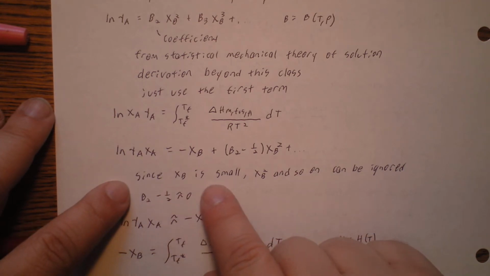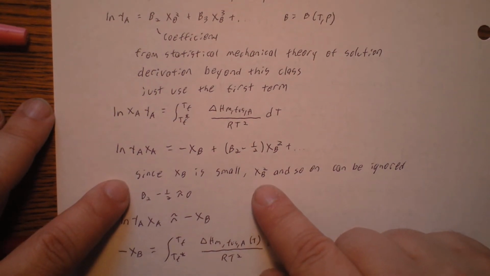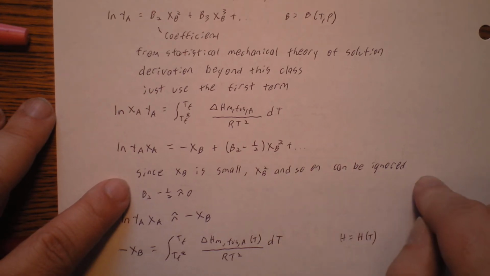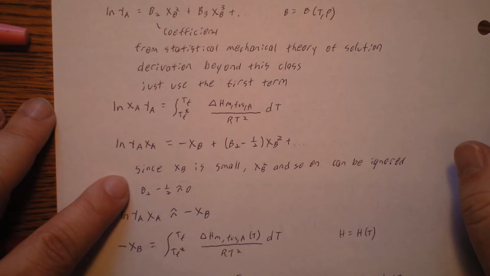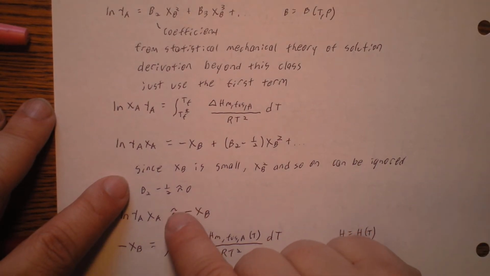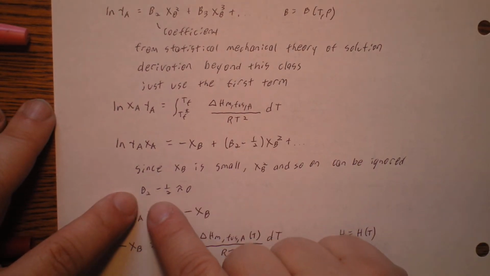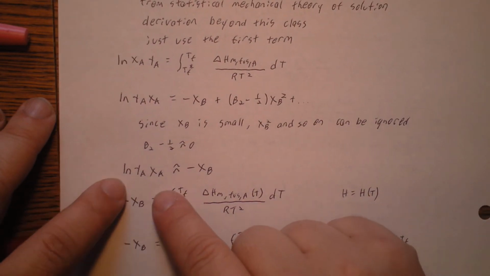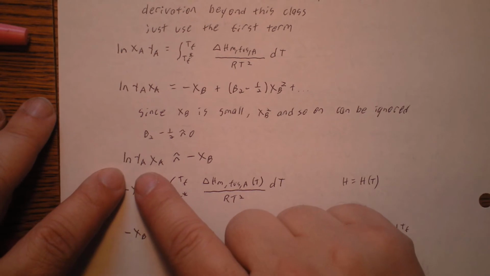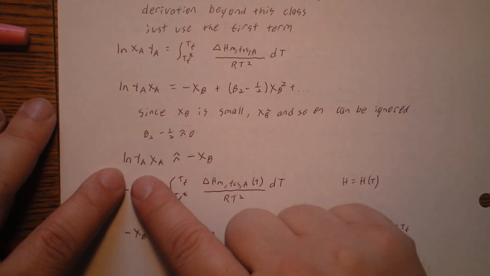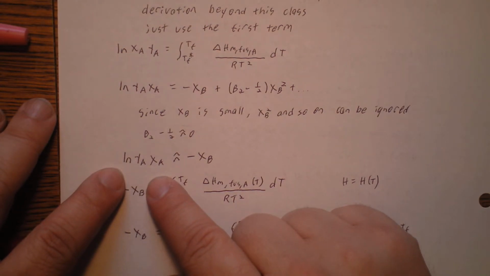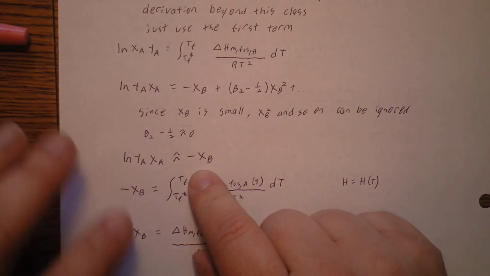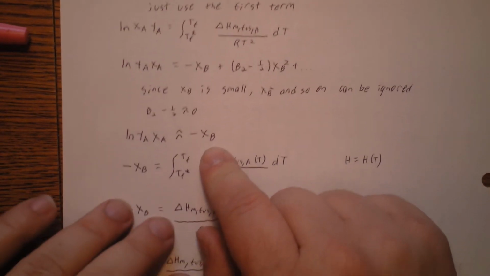Now we know that chi B is very small, so xB cubed or chi B squared is much smaller, and each term will get smaller and smaller and smaller. So we're just going to use the first term. So like b2 minus 1/2 is roughly equal to 0. So what that means is we could just write it as the natural log of the activity coefficient of A times the mole fraction of A is roughly equal to minus the mole fraction of B.